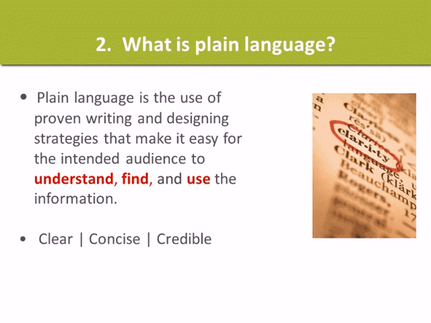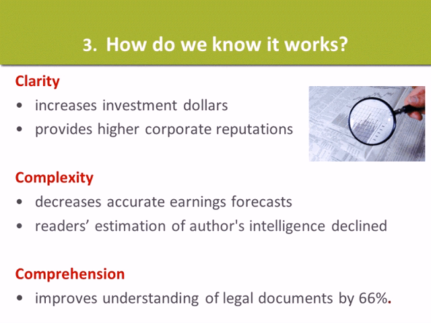That is, when we talk about compliance, we're often talking about issues of transparency, and transparency and trust mean that the information is credible. So how do we know it works? If you look at clarity, complexity, and comprehension, all of these bullets are based on research: companies increase investment dollars when the information that they provide to shareholders is clear. Also, interesting studies show that corporations that use less jargon have higher corporate reputations. So the lack of jargon in and of itself will increase your reputation because it increases trust.